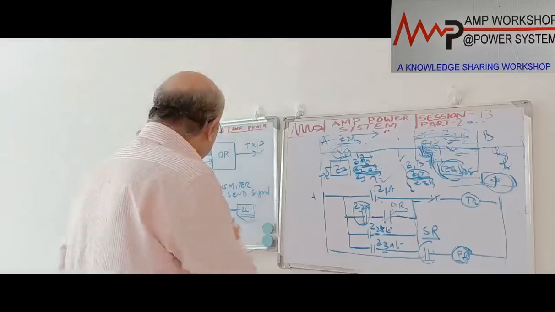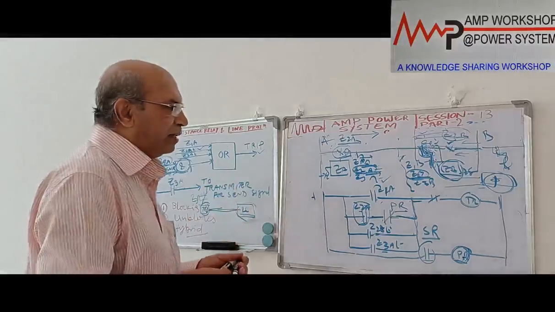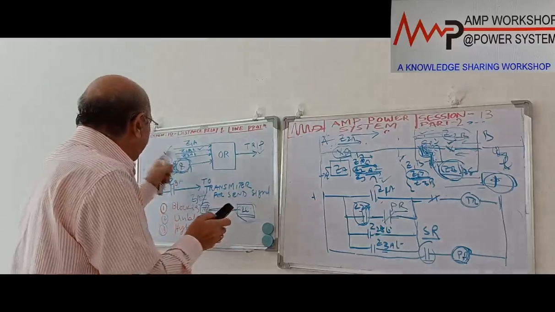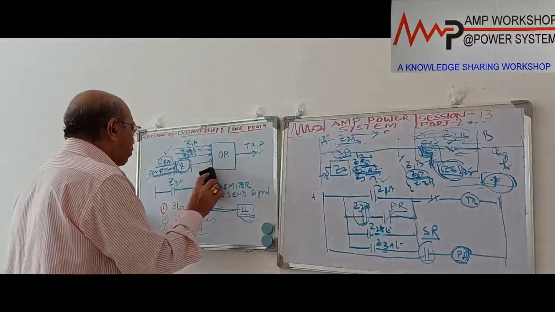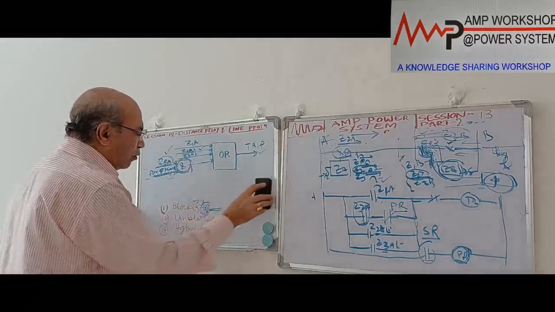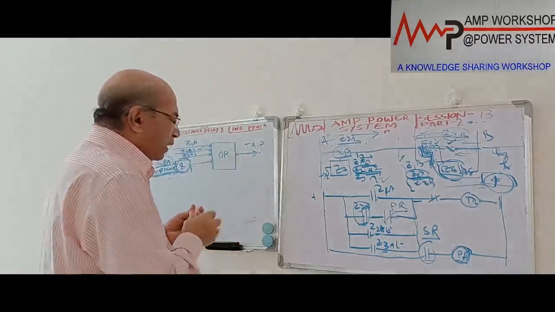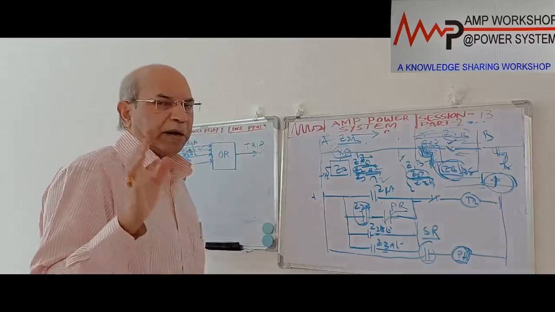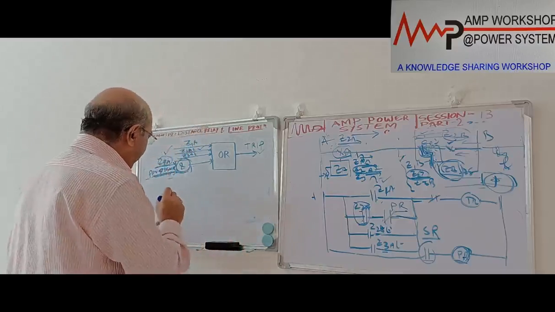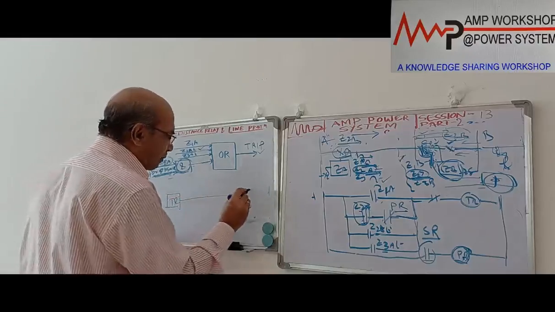To avoid this, this directional comparison unblocking scheme has been designed. Here, what is the difference between these two? To avoid this problem, we made some modification in the relay scheme. What is the modification we do here? In this case, we said that in the case of the permissive overreach scheme, through the channel, suppose this is a transmitter, and this is a receiver, right?